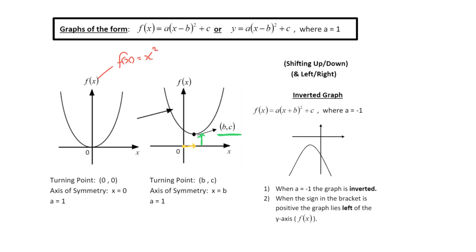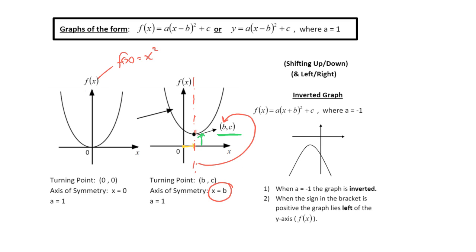The last thing we know is that not only has the turning point changed and become (b, c), but the axis of symmetry, straight down the middle here, has also shifted. And that's shifted by the same amount as the x movement. We've looked at that before, where the equation of the axis of symmetry, in this case, will be x = b. Now it's much easier to see this when we have numbers.